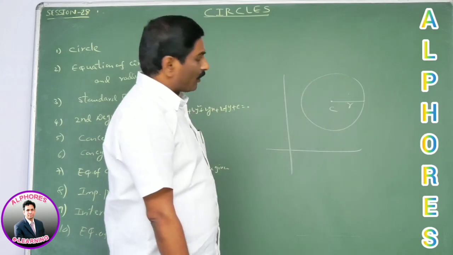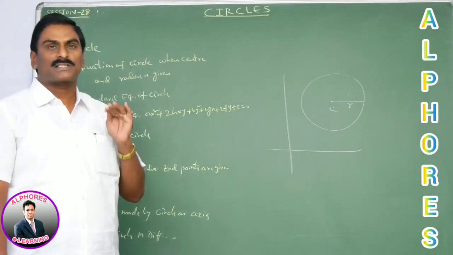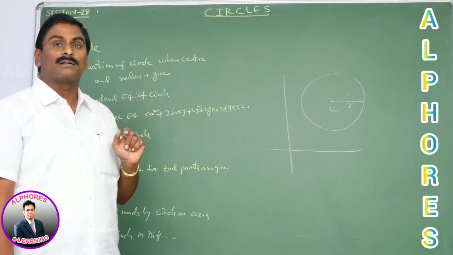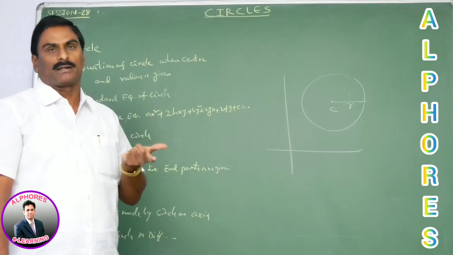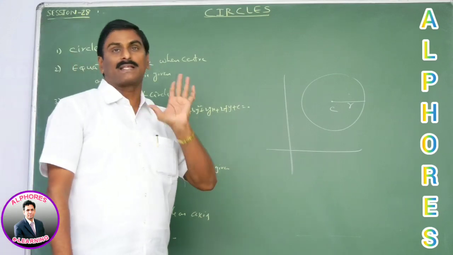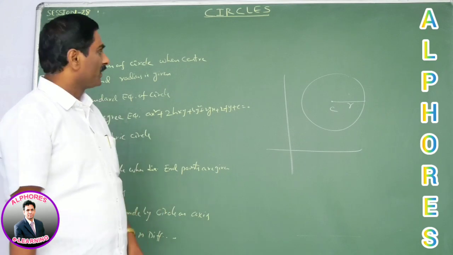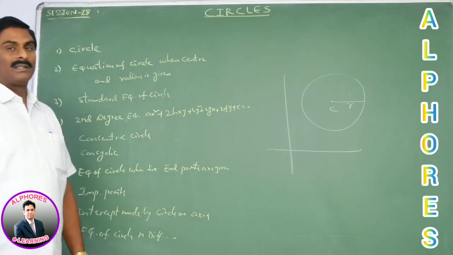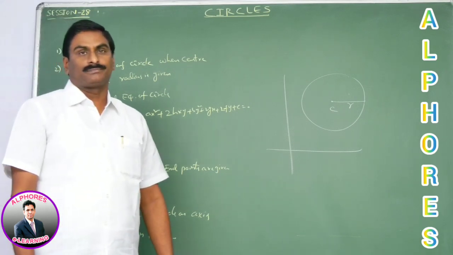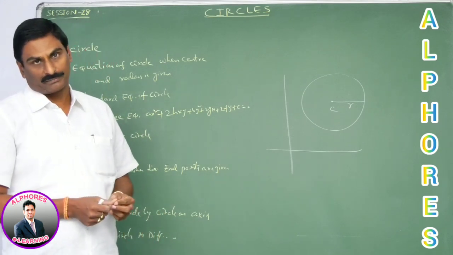The locus of the point in space which moves such that the distance from the fixed point is constant is said to be a sphere. In space it is said to be a sphere. In a plane it is said to be a circle. Please observe the difference between these 2 points. Next, the perimeter of the circle is 2 pi r or pi d. Next, area of the circle is equal to pi r square.